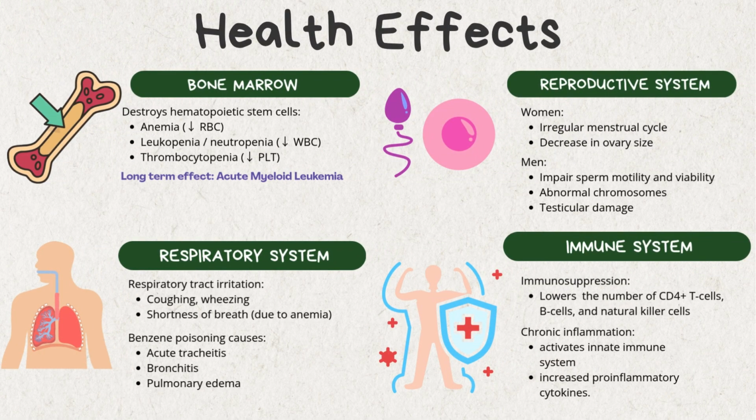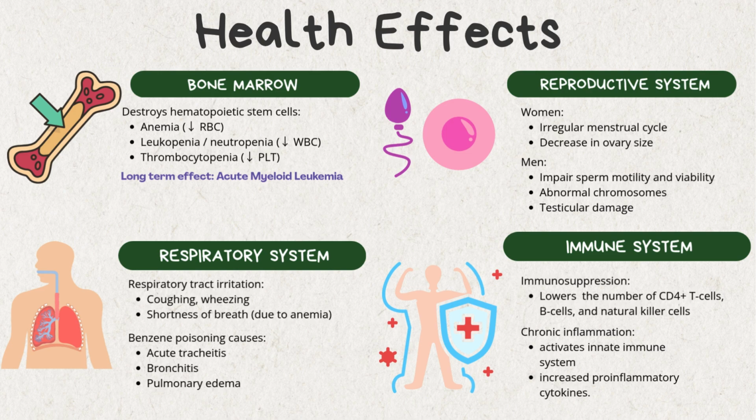Benzene's main target is the bone marrow. It destroys hematopoietic stem cells, causing anemia, leukopenia, and thrombocytopenia. And over time, this significantly increases the risk of acute myeloid leukemia. It also affects the respiratory system, leading to airway irritation, coughing, wheezing, and shortness of breath. Severe exposure can even cause bronchitis or pulmonary edema.